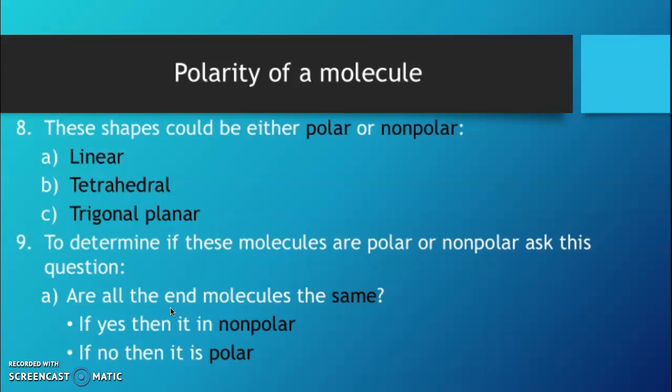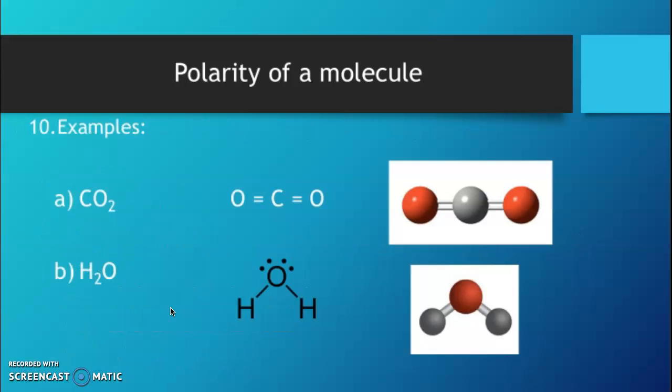Now we're going to go through a couple of examples that are there in your notes. I'll try to go slow because you're going to have to write down their shape and then write down their polarity, because we can't determine polarity unless we first determine shape. So here's our first example.